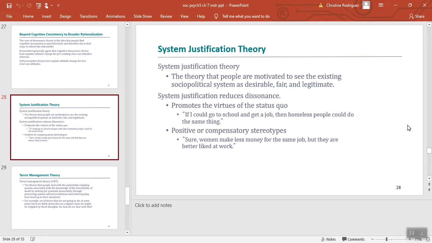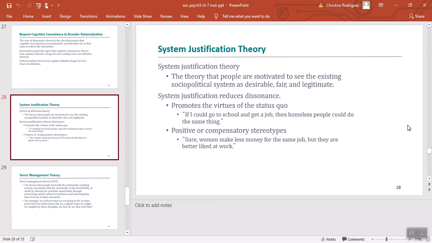They may also believe in stereotypes, or they may justify inequities in society with an example like this one. Sure, women make less money for the same job, but they're better liked at work, or they're not asked to do as much, or they take more time off from work, or they go on family leave so they can have children. So yeah, it makes sense for them not to get paid as much.